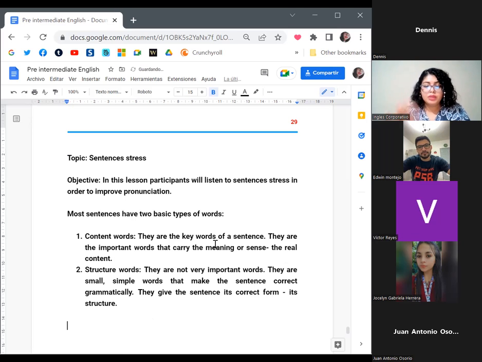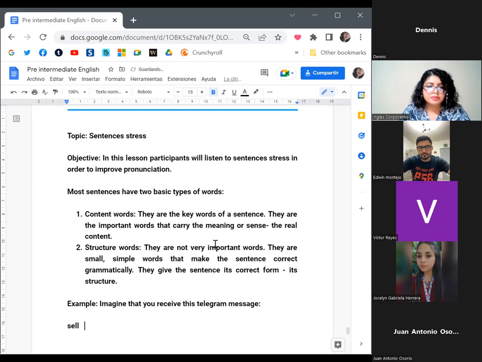So, imagine that you are receiving this message. Vamos a tener un ejemplo. And we are going to create some things with this example. Let's see. Imagine that you receive this Telegram message. And we have four words. We have sale, car, gone, friends.